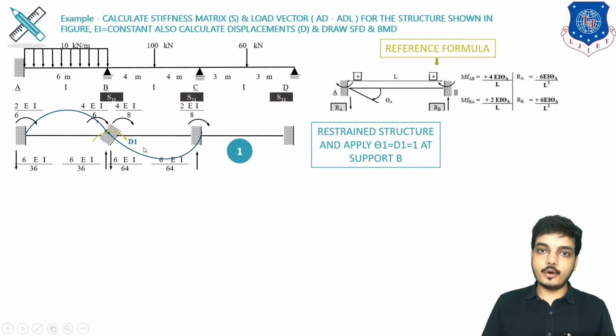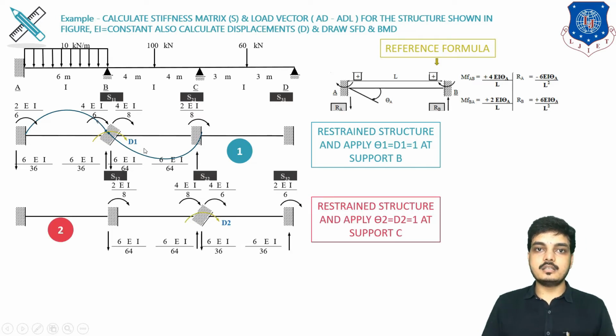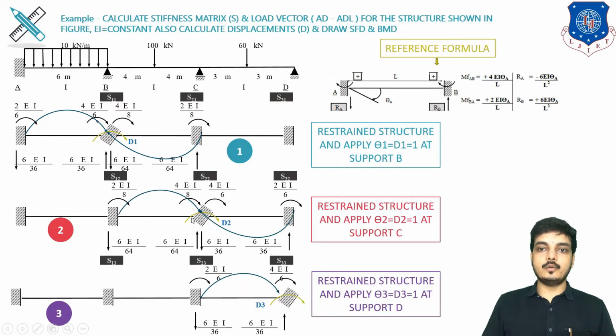The same thing we have to do for the next step, which is restraining support C and giving it a clockwise moment. So now you can see that I have applied a clockwise moment at support C, and you can note how it will have an effect. In this pattern, it will make an effect for the BC span as well as for the CD span, but there will be no effect on span AB.